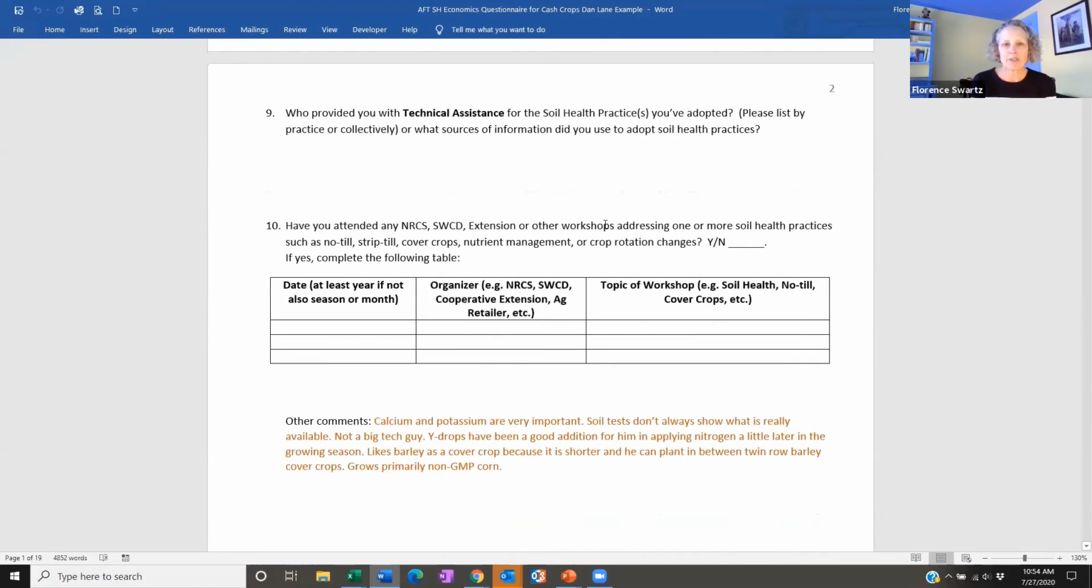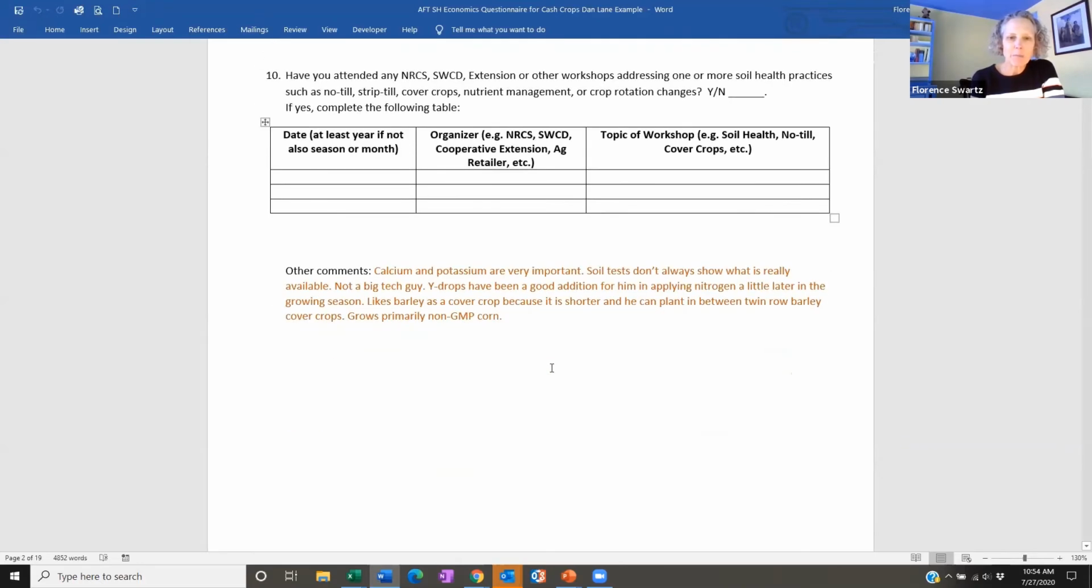Then we have a couple questions about technical assistance, whether they received it, who they received it from, whether they've attended any workshops. And I believe that these questions may have been added after Brian completed his interview, because these documents are, you could say, living documents. We're constantly tweaking them and changing them, trying to make them better. And so I believe that's why we don't have any information filled in here on this particular form, because he had already conducted the interview when we made that change. And then you can see Brian added a few notes from the farmer, some other stuff that he mentioned during the interview.